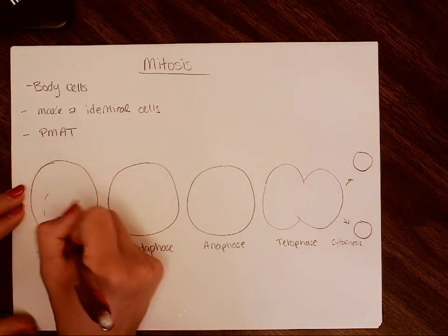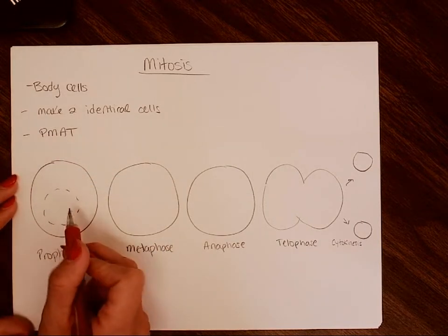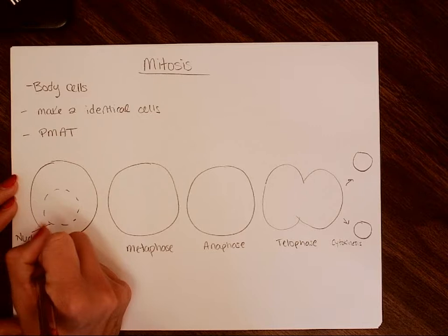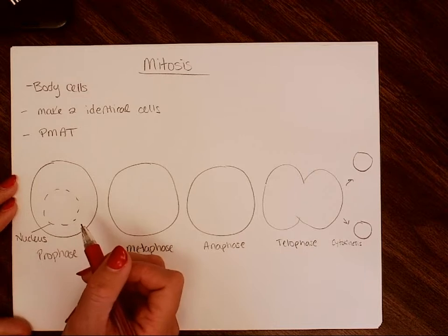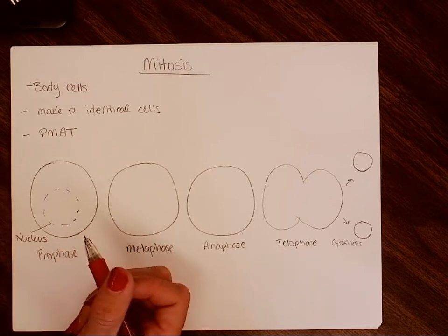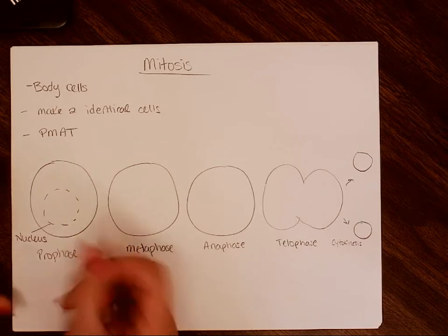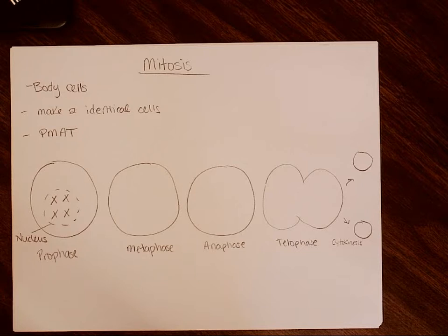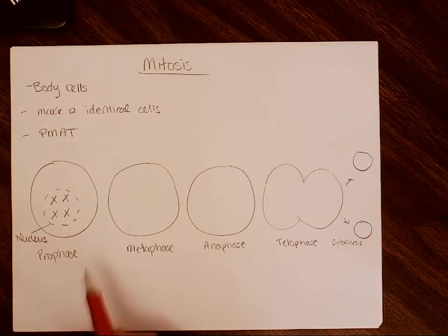In prophase, we see that the nucleus is going to start to break down. I haven't drawn a full nucleus here. I've drawn it kind of dashed because it's starting to disintegrate. Inside the nucleus, the DNA, which when it's not dividing is called chromatin and stored loosely, is going to start to condense around proteins called histones, and it's going to form chromosomes. In our body cells, we have 46 chromosomes. I don't have room to draw 46 chromosomes in this cell, so I'm only going to put 4 for the sake of keeping this video simple.